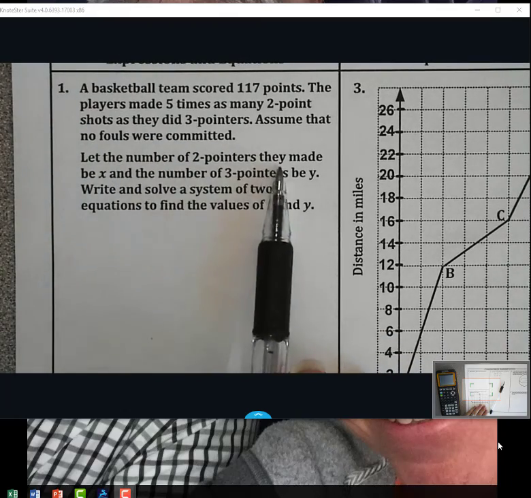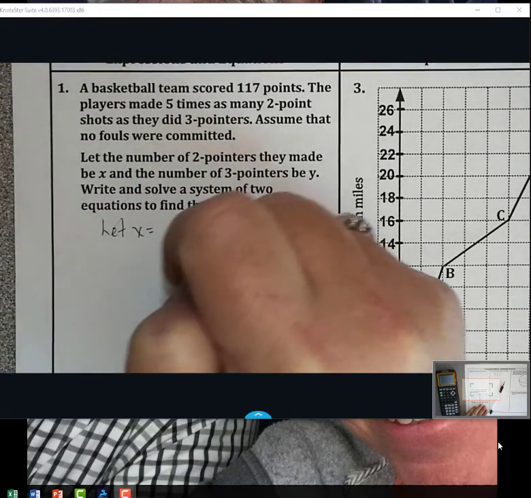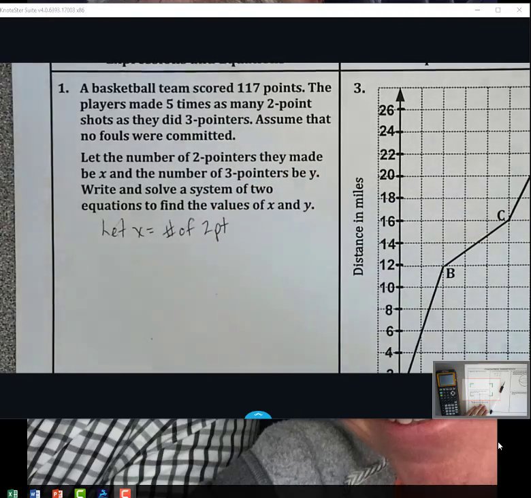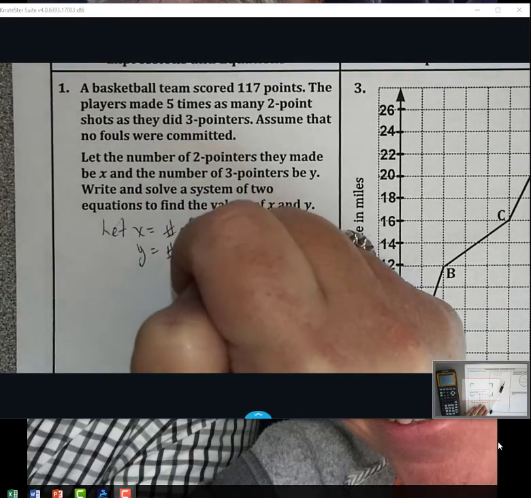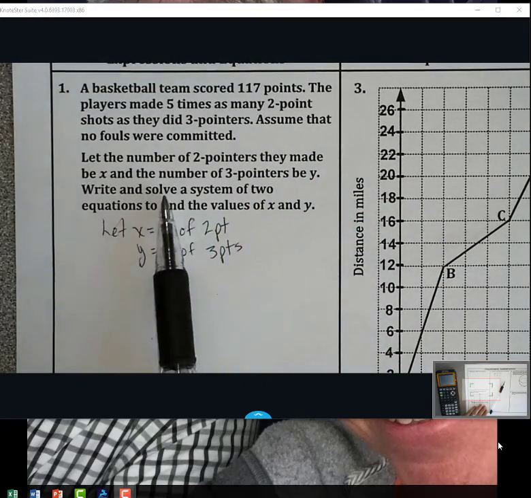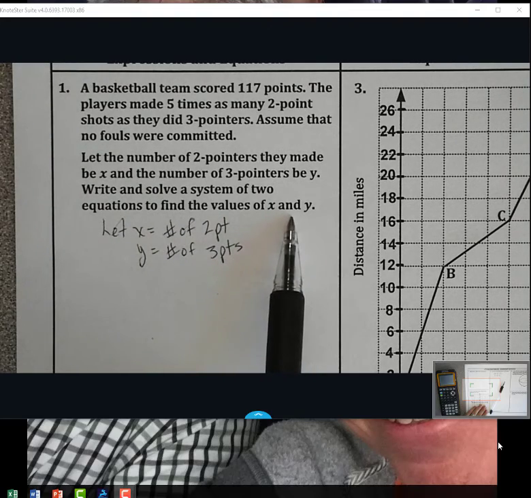Let the number of 2-pointers they made be x. So let x equal the number of 2-pointers, and the number of 3-pointers be y. So let y equal the number of 3-pointers. Write and solve a system of 2 equations to find the values of x and y.